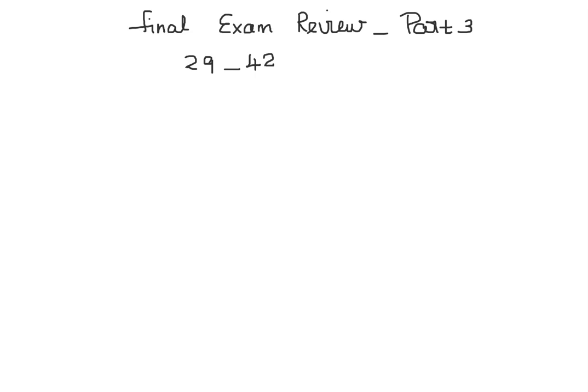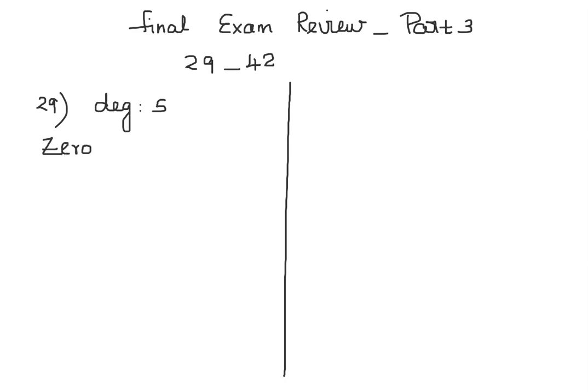So problem number 29. The question is, suppose that a polynomial function of degree 5, the minimum possible, with rational coefficients, has 4, negative 2i and 4 plus i as zeros. Find the remaining zeros. So we are given the zeros as 4, negative 2i and 4 plus i.